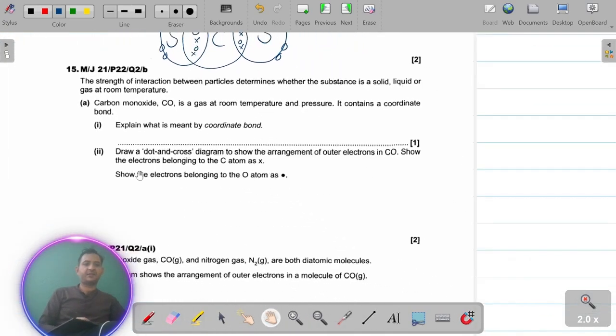The strength of interaction between particles determines whether the substance is solid, liquid, or gas at room temperature. Carbon monoxide is a gas at room temperature and pressure. It contains a coordinate bond. Explain what is meant by a coordinate bond. The bond formed by complete donation of a lone pair of electrons, not transfer.